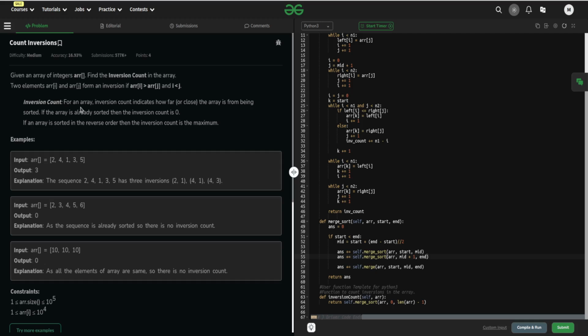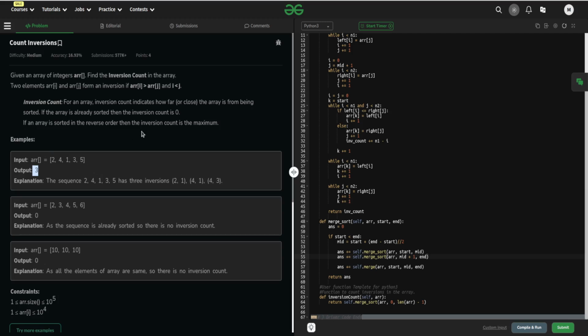Inversion count. For an array, inversion count indicates how far the array is from being sorted. If the array is already sorted, then the inversion count is 0. If an array is sorted in the reverse order, then the inversion count is the maximum. So for instance, if this is the array which is given to us, then the pairs which form an inversion are 2, 1, 4, 1 and 4, 3, because of which the inversion count is 3, and that is what we are returning over here. So that's about the problem statement, folks.